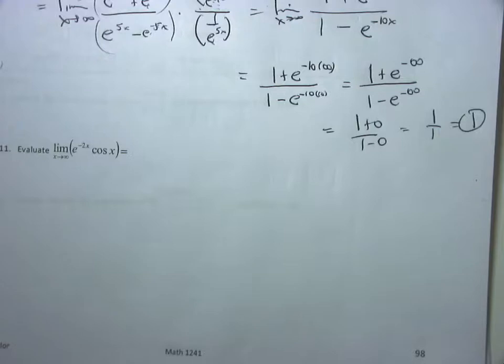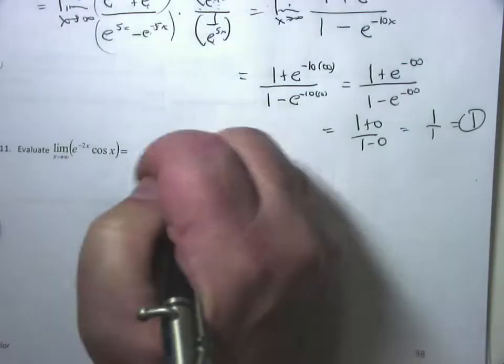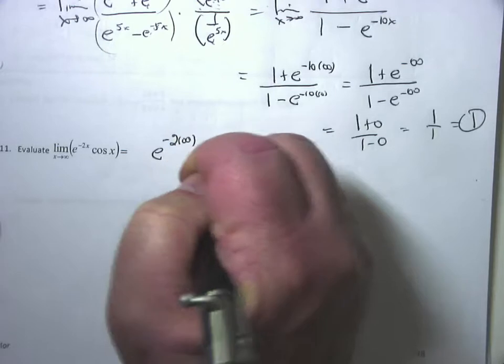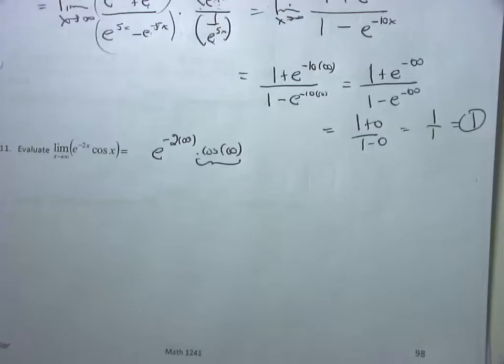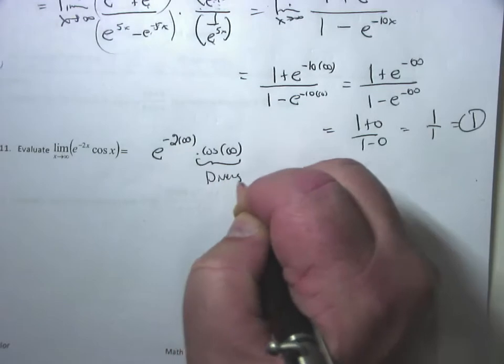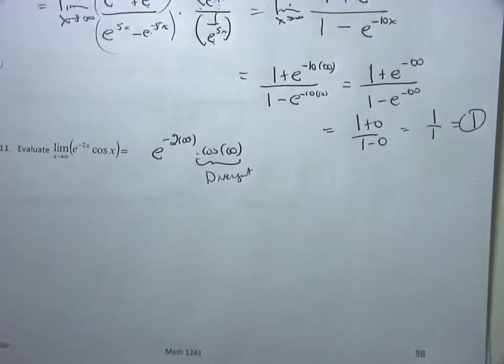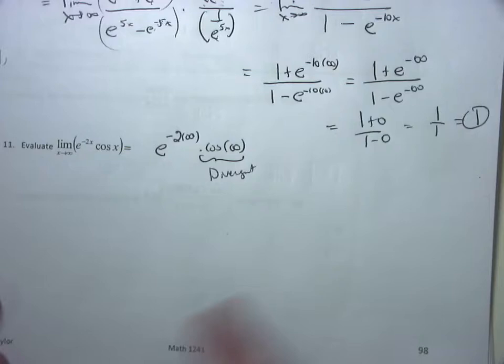Does that make sense? Here's one. What is the limit as x approaches infinity of e to the negative 2x times the cosine of x? Well, first rule of limits is plug in a number, but you're going to have a problem there, because you're going to get e to the negative 2 times infinity times the cosine of infinity. And what is the cosine of infinity? It's called divergent, because cosine is a wave. It bounces between what two numbers? Cosine of x, negative 1 and positive 1.